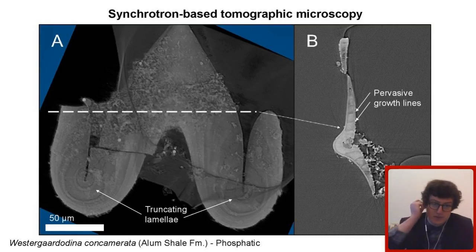So we took a bunch of different elements of Westergaardodina to the synchrotron at the Swiss Light Source to try and get a better understanding of the internal three-dimensional morphology. So in A, we can see an example of one of these paradoxical elements with these truncating growth packages. And in B, we've taken a section that bisects these lamellae. And then we can see that these lamellae are pervasive throughout the entire element structure, indicating that they are, in fact, a primary growth feature and a structural part of the element, not a result of taphonomy or later remodeling of the element.